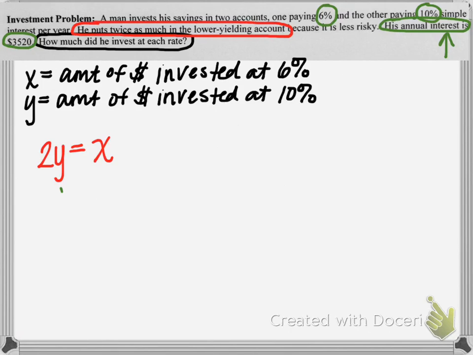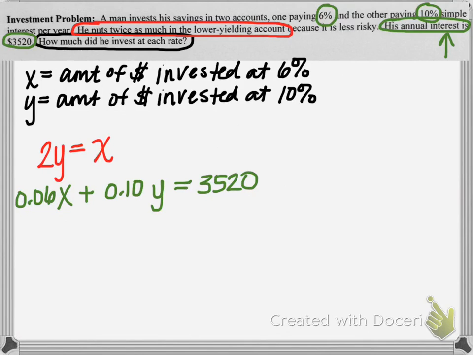So I have X dollars sitting in the one account, but it's earning 6% interest. So I'm going to multiply by 0.06. 0.06 times X will be how much interest I'm earning. Plus, I have the Y dollars sitting in the second account, but that account again is earning 10% interest. So that would be 0.10 times Y, and then that's going to equal the amount of interest earned, which is 3,520.